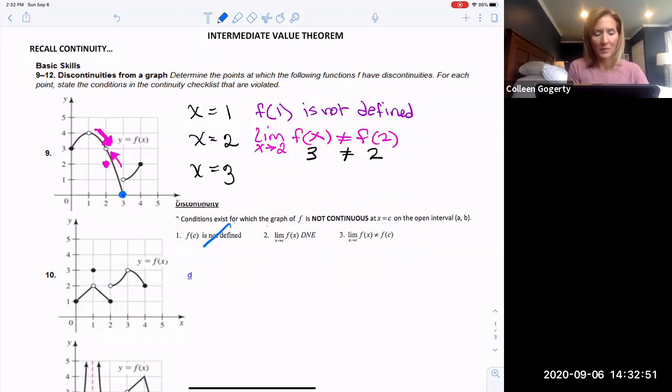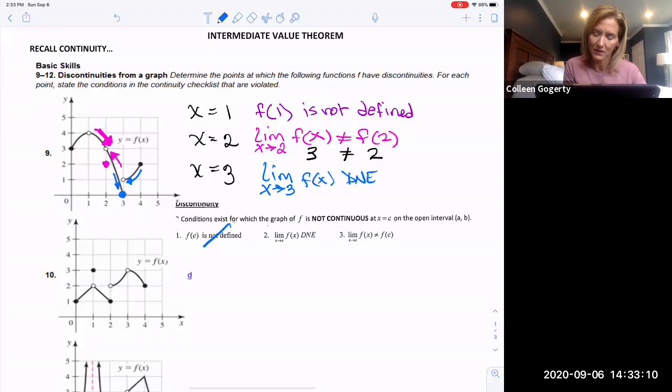Is the limit from the left the same as the limit from the right? And there's where my answer is no. The limit from the left is 0, the limit from the right is 1. So the problem here is that the limit as x approaches 3 does not exist.